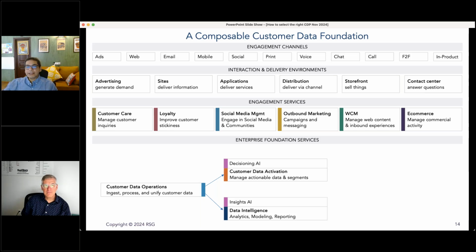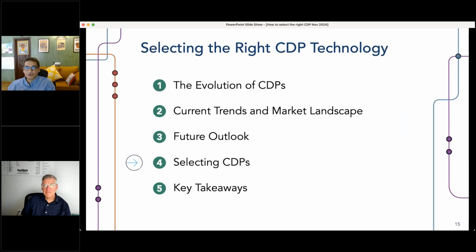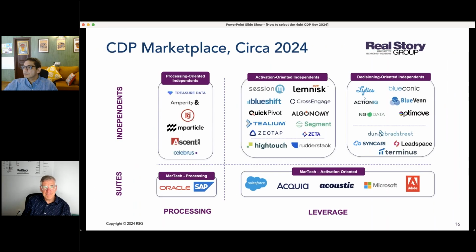So with that context in mind for CDPs, how do you actually select the right CDP for the future? So Tony, back to you for taking us through the process of selecting CDPs. Thanks, Apoorv. And I'll just issue a friendly reminder that if you have any questions or anything that you'd like to share, anything you disagree with, feel free to use the questions tab in your GoToWebinar control panel. We'll definitely have time for those at the end.